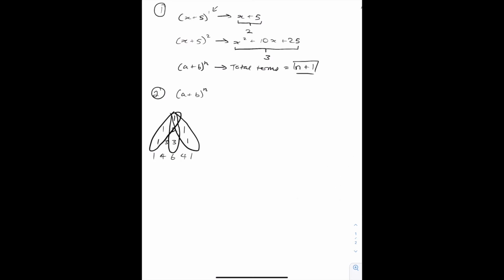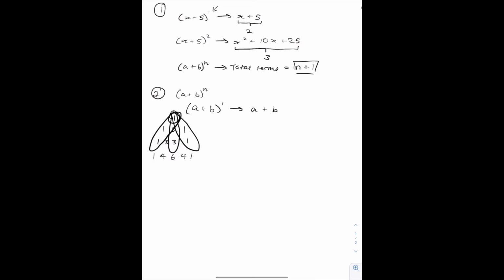So essentially it follows Pascal's triangle in this sense, because when we have a plus b to the power of, let's say, 1, it just gives us a plus b. Currently, we only have 1 here.